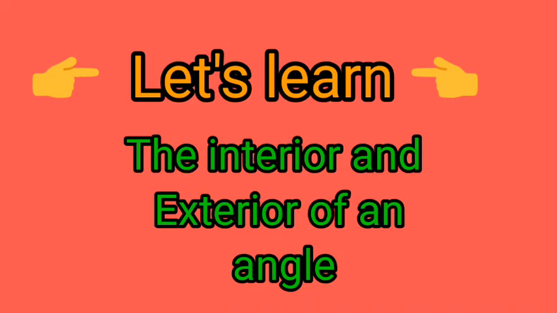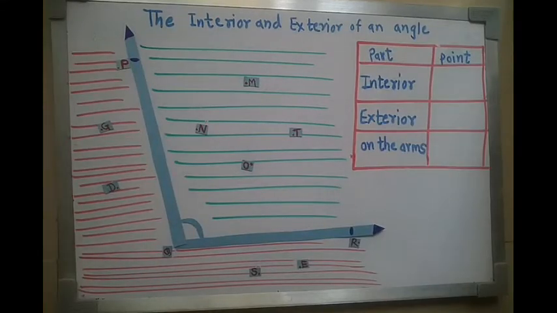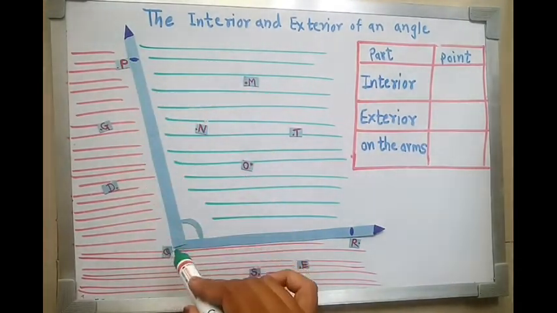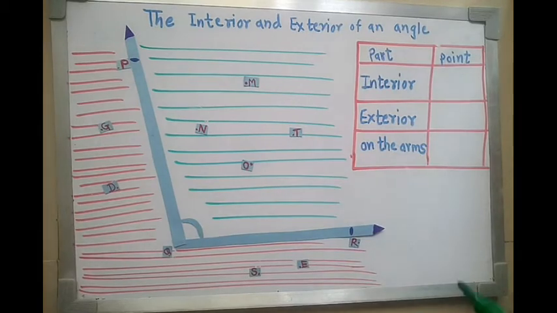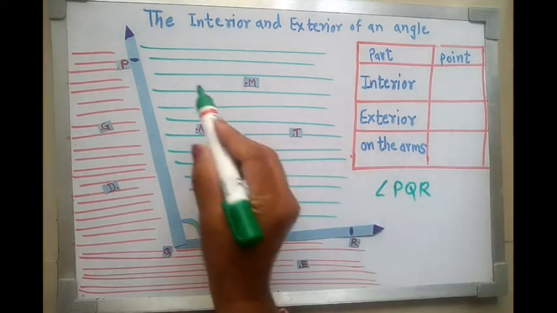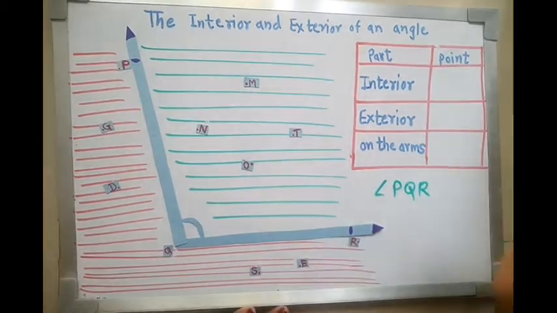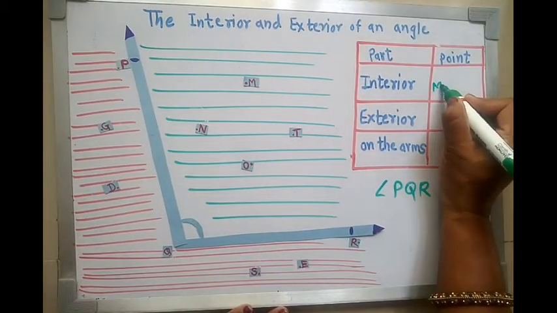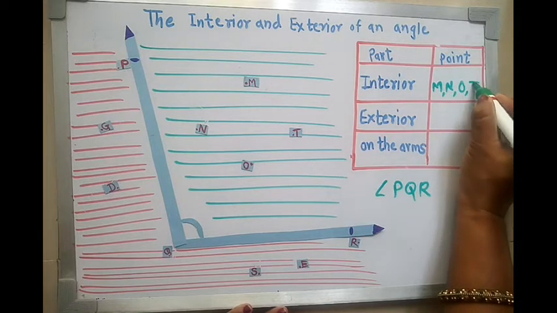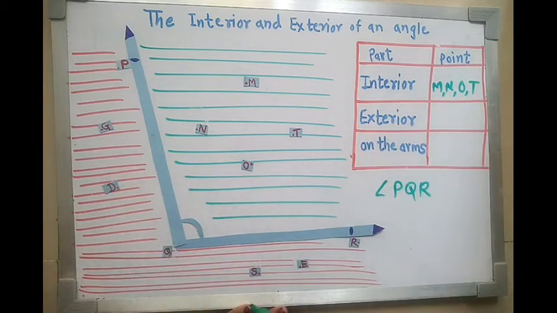Let's learn interior and exterior of an angle. This figure is angle PQR. Some points are shown on inside and some outside of this figure. Group of points, point N, point M and point T, and point O is interior of the angle PQR.